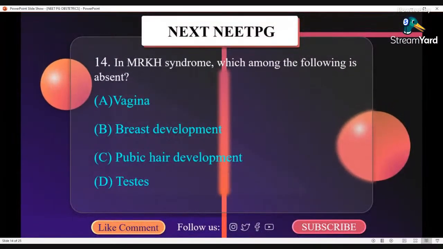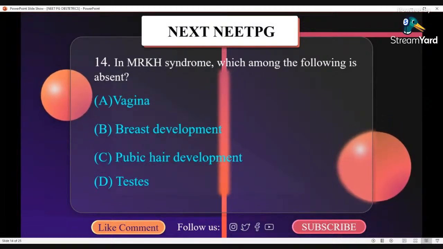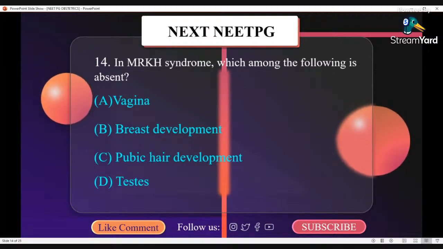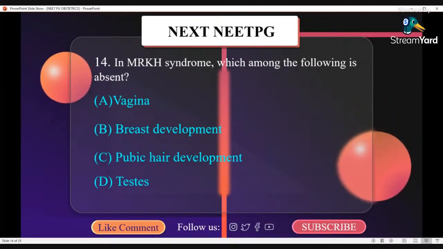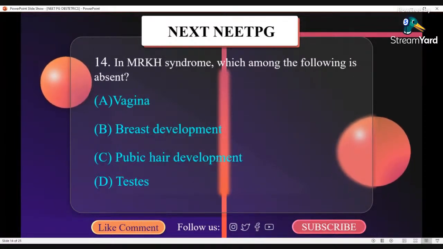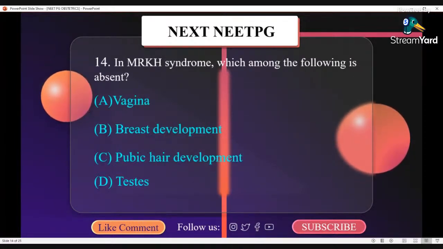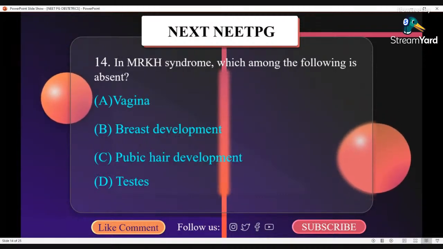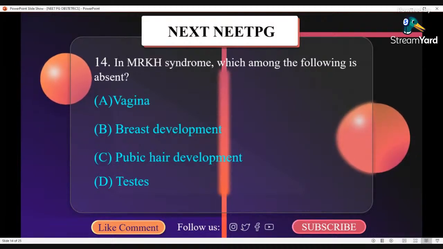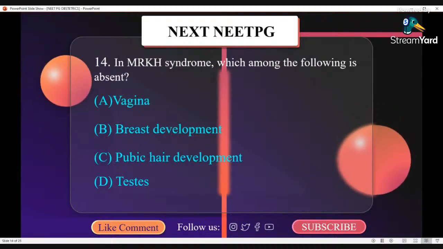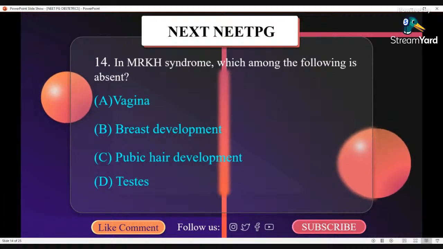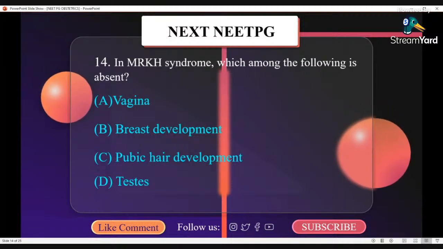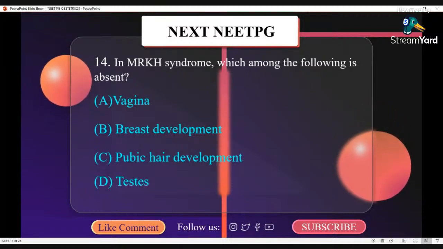In MRKH, that is Mayer-Rokitansky-Kuster-Hauser syndrome, what happens? There is Mullerian agenesis, renal aplasia, cervicothoracic somite dysplasia. The karyotype is normal, 46XX. Secondary sex characters are normal. Ovaries are present. But in androgen insensitivity syndrome, testes are present. So what happens in MRKH syndrome? There is congenital aplasia of the uterus and upper two-thirds of vagina, 46XX karyotype, normal secondary sex characters, and ovary is present, testis is absent.